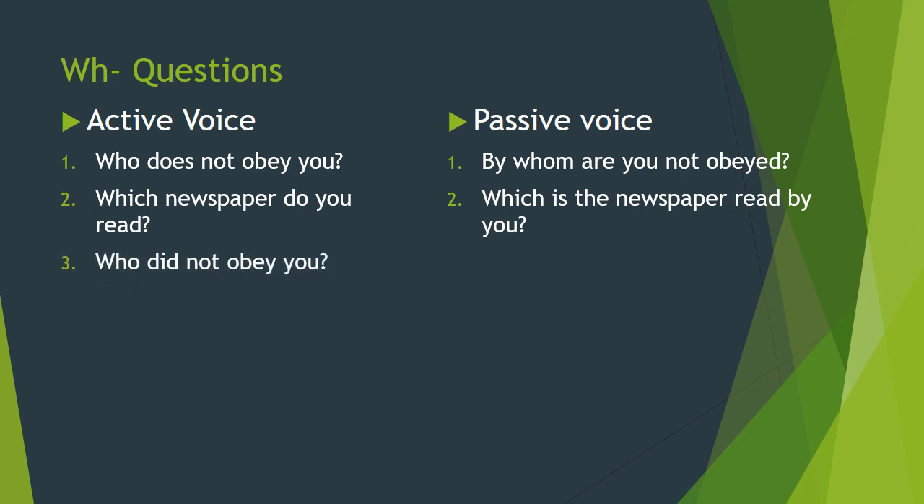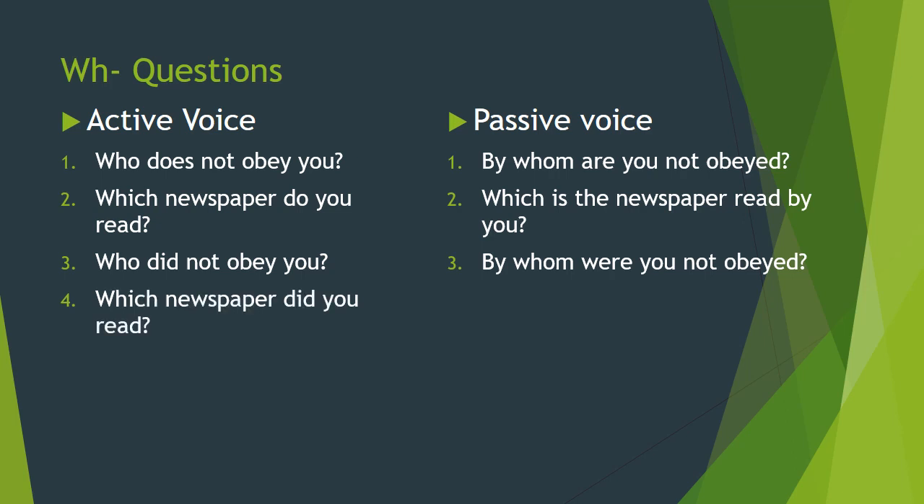Now the third one. Who did not obey you? Again it is similar to the first statement. And who is the WH question. So in passive voice it will be by whom. Instead of are we should use were, because did is in the simple past tense. So in passive it will be: by whom were you not obeyed. Now let us consider the next example. Which newspaper did you read? It is same as the second statement. Only thing is this is in simple past since we have used did. So it will be: which newspaper was read by you?